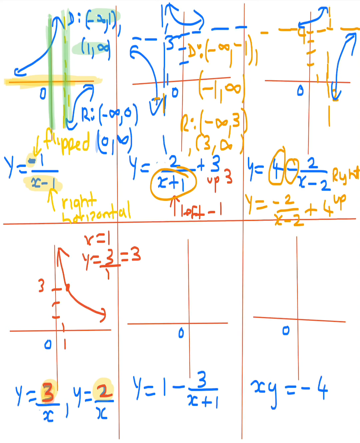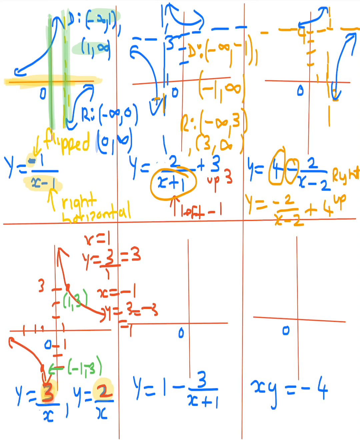And if you put in, say, x equals minus 1, then you're going to get 3 on minus 1, which is minus 3. So when it's at minus 1, it's definitely going to go through minus 3, and it's going to look like that. So the points it goes through are (1, 3) and (minus 1, minus 3). Okay, that's all good. But what happens when it was 2?